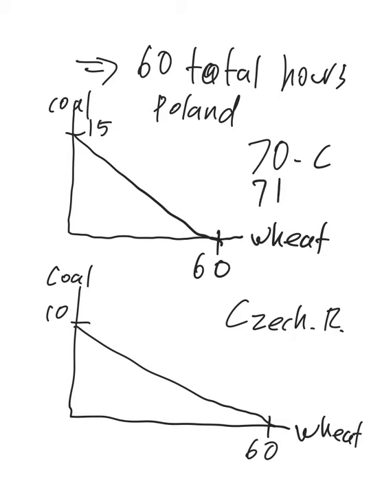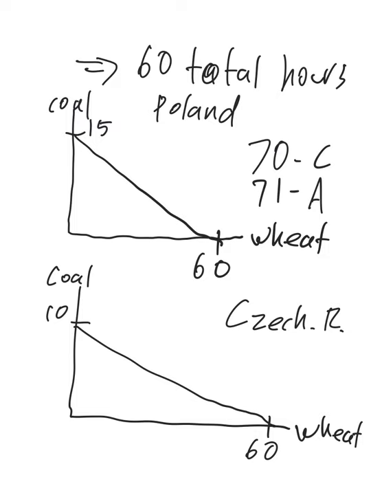What about question 71? Question 71 asks, which country has an absolute advantage in the production of coal? Well, all you have to do is look immediately at the diagram, and which country, devoting all its resources to coal, can produce the most coal. That's Poland. Poland can produce 15 units of coal. The Czechs can only produce 10. So the answer to question 71 is A. The Poles have the absolute advantage in the production of coal.